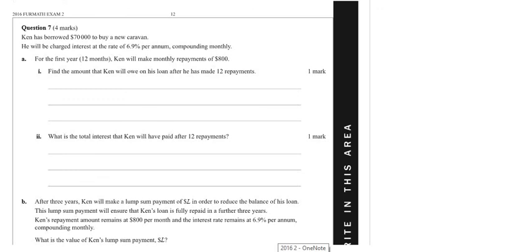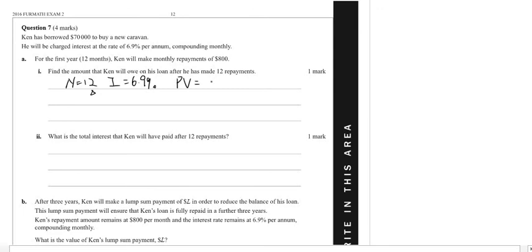So the number of payments made is equal to 12. In your financial solver mode, your n is equal to 12, and your I, which is the interest, is equal to 6.9. The payments per year is equal to 12 because the interest is compounded monthly, and he's making the payments monthly as well. So there are 12 payments made in a year. Okay, and my present value is going to be 70,000.